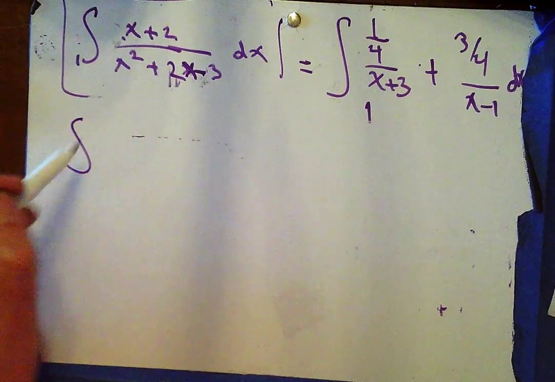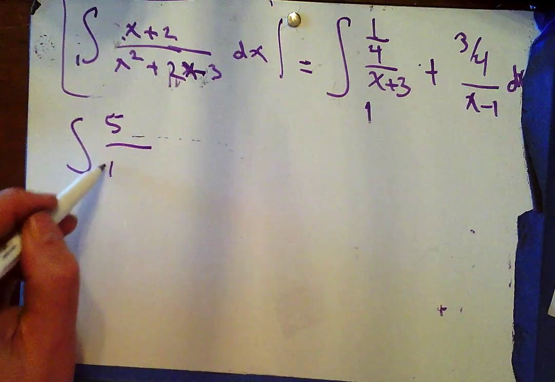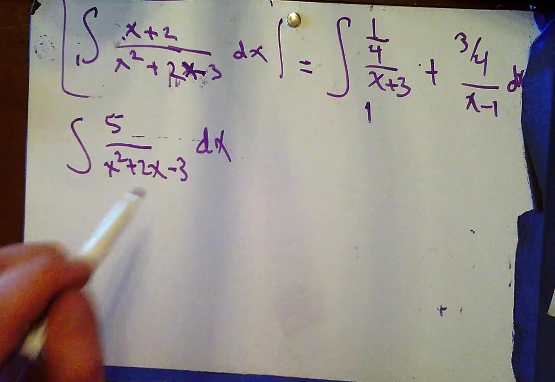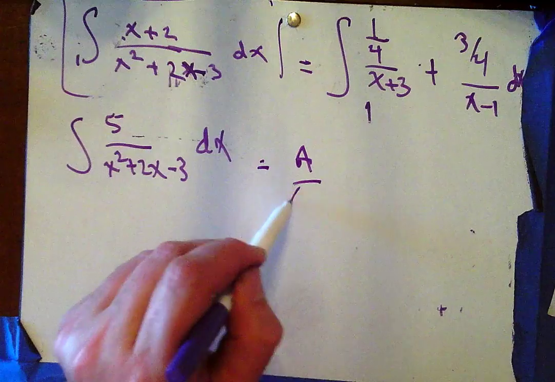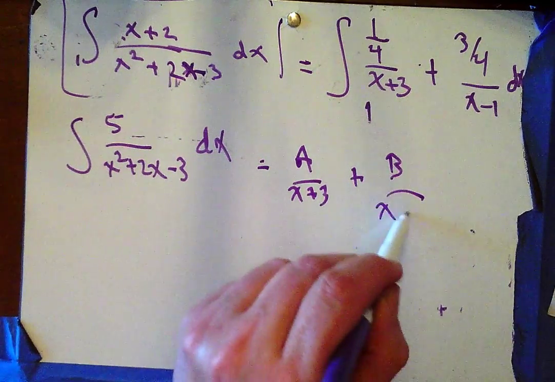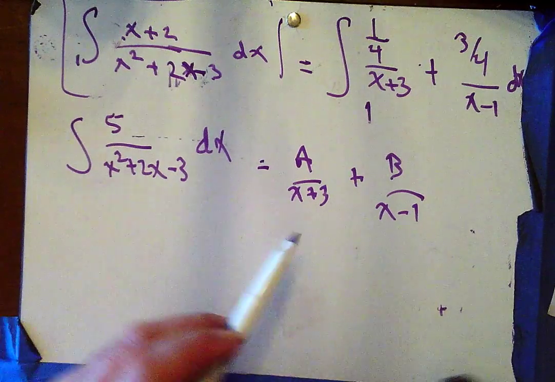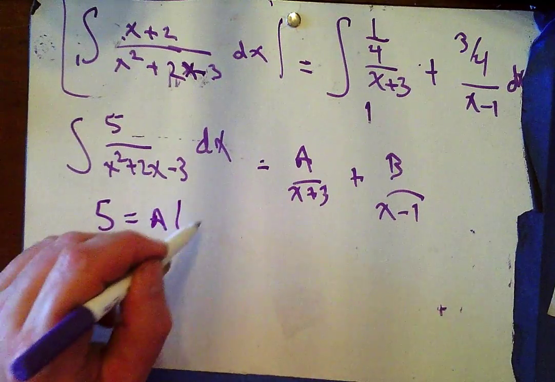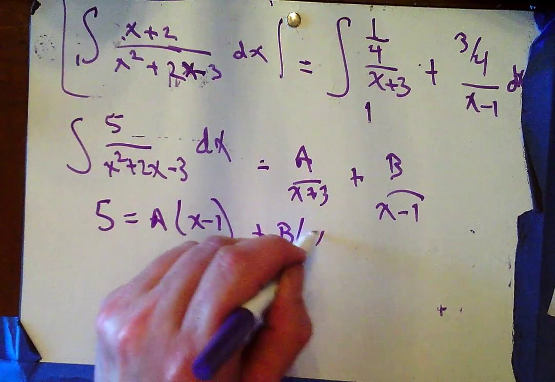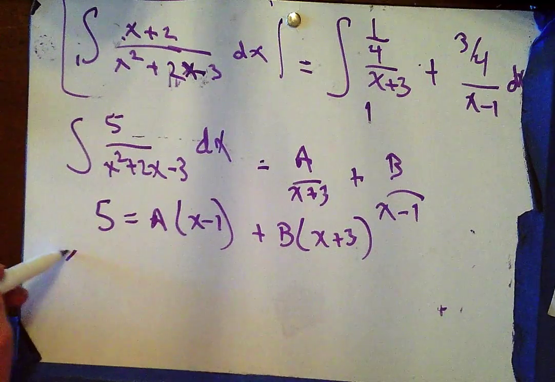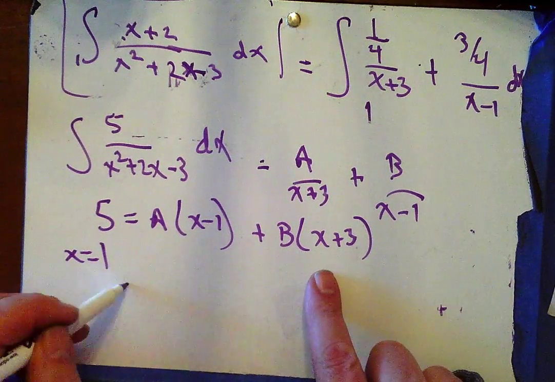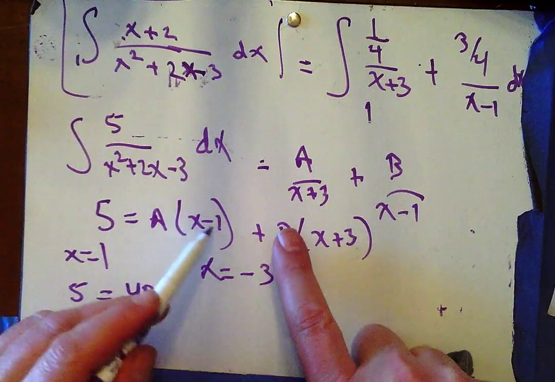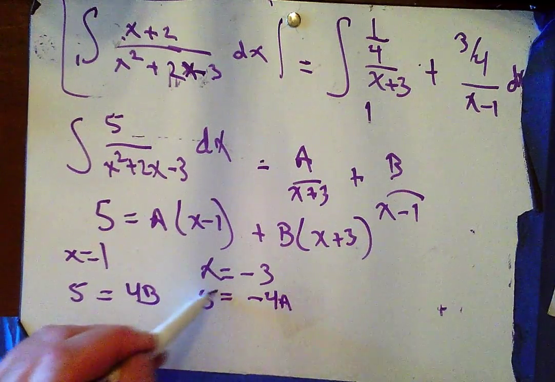So I was just looking at this one, the integral of 5 over x squared plus 2x minus 3 dx, thinking, well, isn't that the same kind of setup? That's going to be a over x plus 3 plus b over x minus 1, because when I FOIL that, I get that. So 5 equals a(x minus 1) plus b(x plus 3). If I make x equal to 1, I get 4b equals 5. If I make x equal to negative 3, I get negative 4a equals 5.